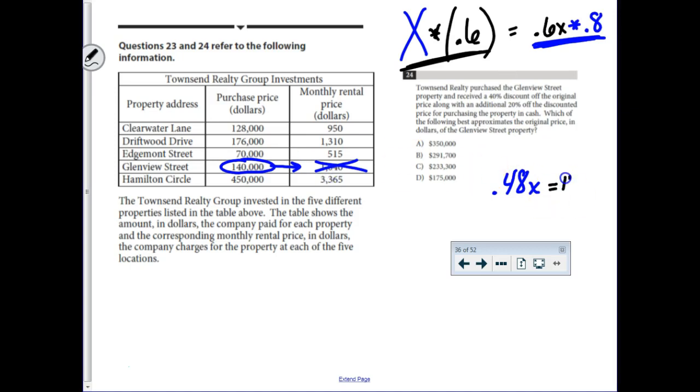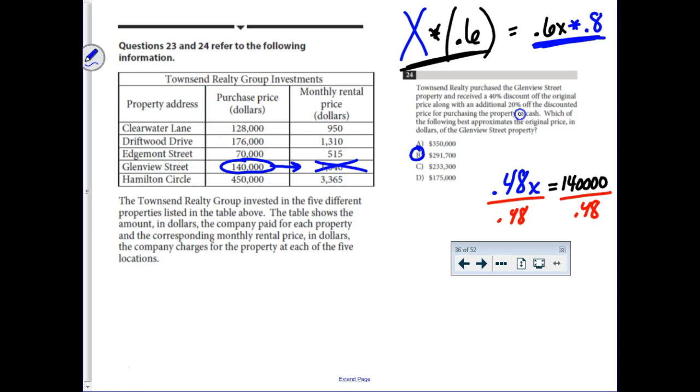Okay, so let's put equals $140,000 because that's what the actual purchase price was. Can you guys divide this by 0.48? And tell me what it comes out to on your calculator. 291 something something something. Yeah, okay. So this is the right answer. Do me a favor though, if we just added those discounts together, 60%, what's 140,000 divided by 0.4? What's it come out to? It came out to A.